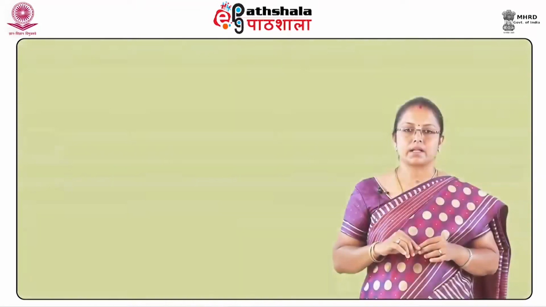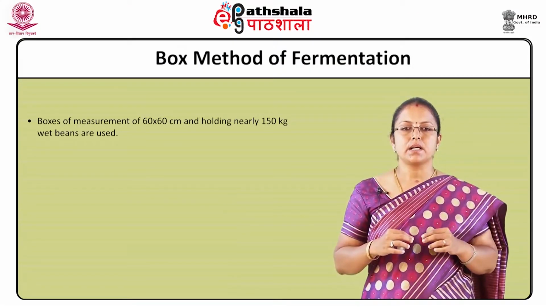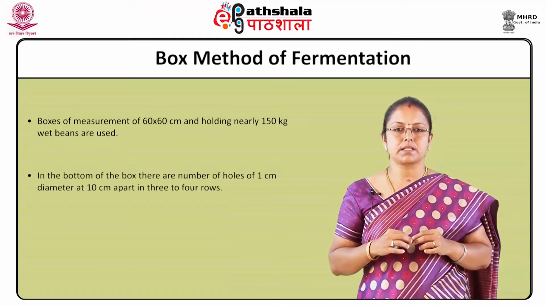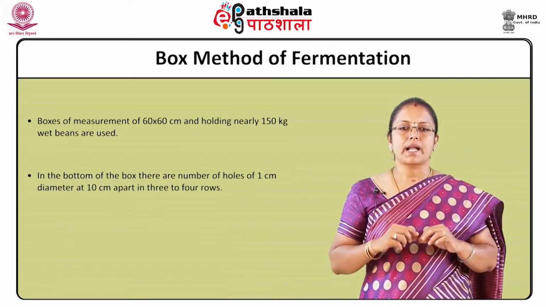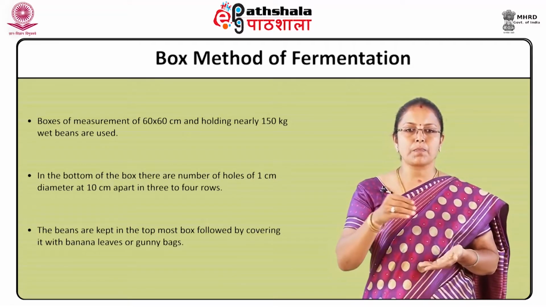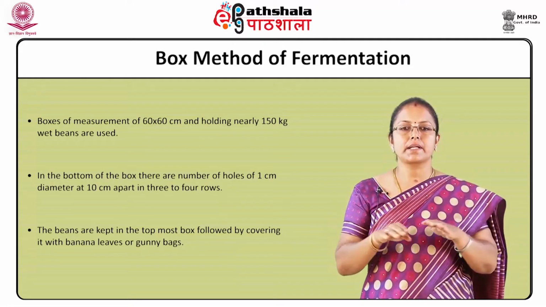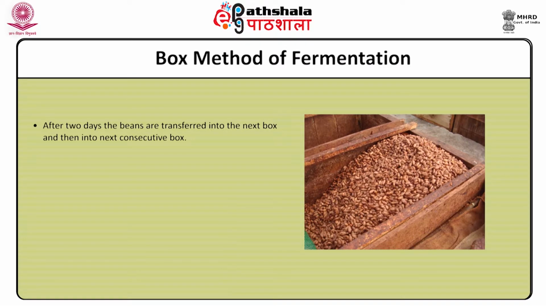Other methods of fermentation include the box method, where the boxes of measurement 60 by 60 centimeters hold nearly 150 kilograms of wet beans. In the bottom of the box, there are a number of holes of 1 centimeter diameter, 10 centimeters apart, in 3 to 4 rows. The beans are kept in the topmost box, followed by covering it with banana leaves or gunny bags. After a duration of 2 days, the beans are transferred into the next box and then into the next consecutive box. The fermentation process is completed on the 6th day.